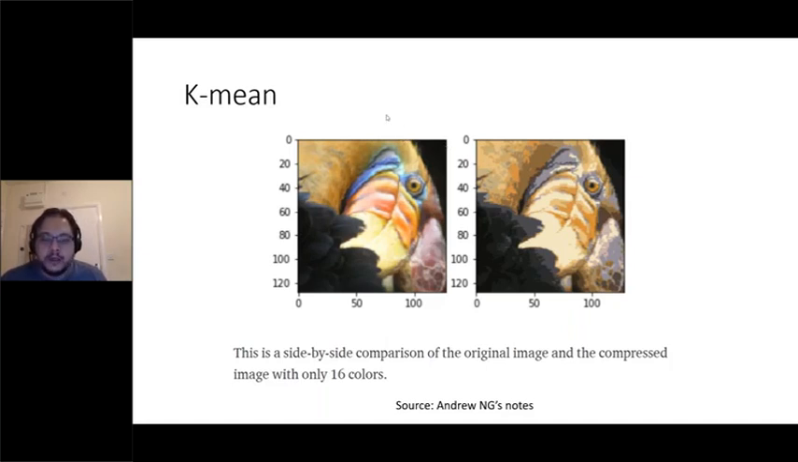Do you agree? Sorry, what was the exercise? Is it converting it to black and white? Converting it into a number of colors. It could be black and white, or just a number of colors using any K that we choose. Exactly, it doesn't really matter.